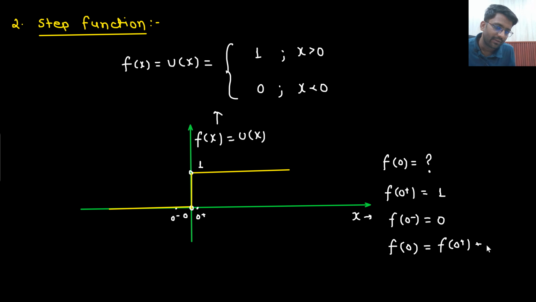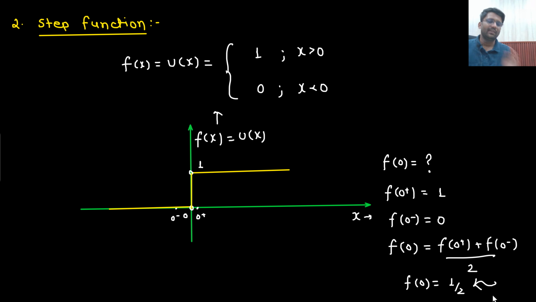So in some textbooks, they say that f of 0 will be the average of both of them. So 1 plus 0 divided by 2, that would be 1 by 2. So f of 0 is 1 by 2. This is what they say. But actually, it is not a very good way of defining the function. This is a very crude way. So the step function is not defined at x equals 0.